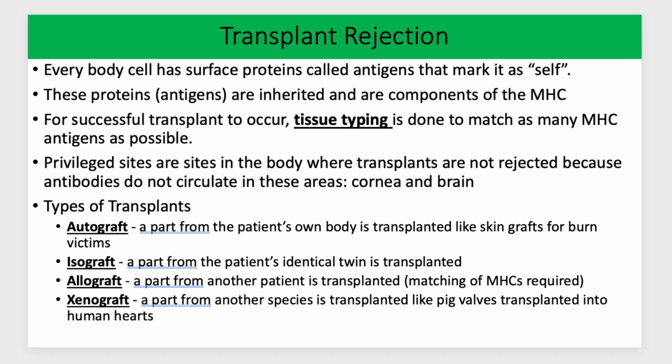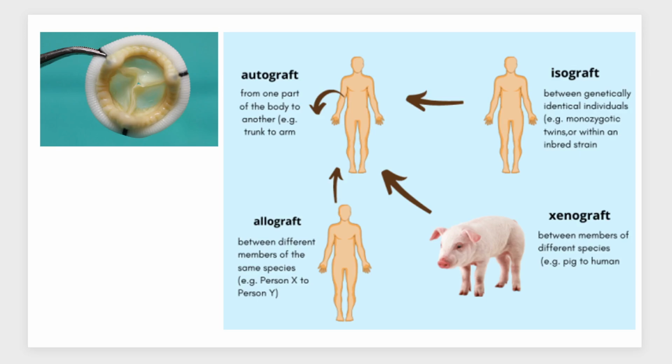Allograft, this would be a part from another patient that is transplanted to them, but you would have to do that tissue typing and hope, or ideally, their MHCs are somewhat close in the individual that you're transplanting from. And then we have the xenograft, which would be a part from another species transplanted into a different species. And typically what you see with this is pig valves being transplanted to humans, which is pretty amazing.